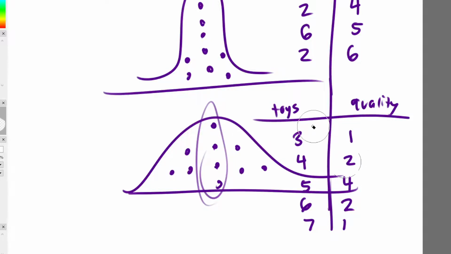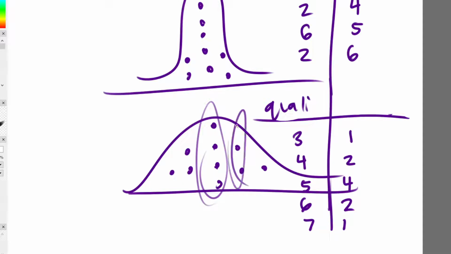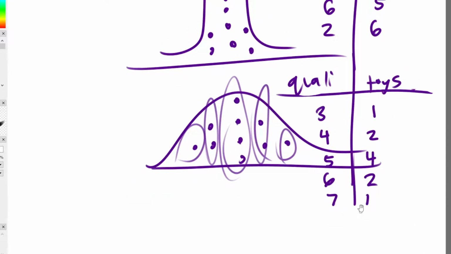And I switched those accidentally. Anyway, 4 toys that have 5 quality, 2 toys that have 4 and 6 quality, and then 1 toy that has 7 and 1 toy that has 3 quality. Sorry for switching those up.